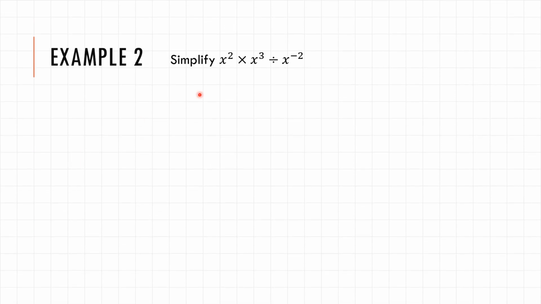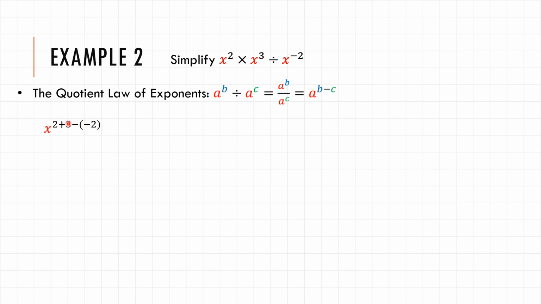In the second example, not only are we multiplying, but now we're also dividing. So I will use the quotient law of exponents as well. In this case, I have the same base. So when I'm multiplying, I can add these two together. So the exponent will be 2 plus 3. And then I have to subtract this third exponent. So I'm subtracting negative 2. And that gives me x to the power of 7. 2 plus 3 is 5. 5 minus negative 2 is 7.